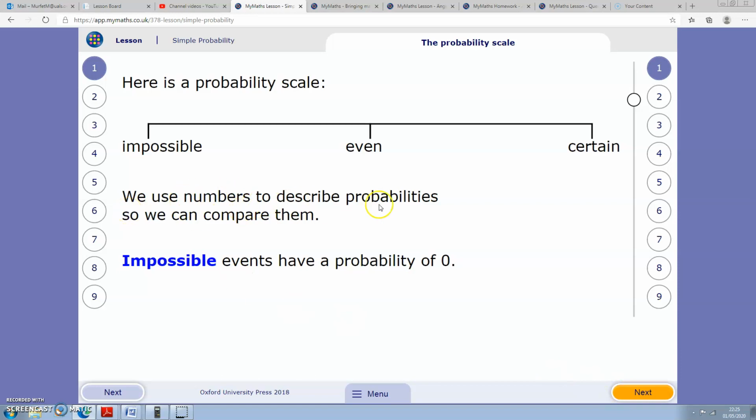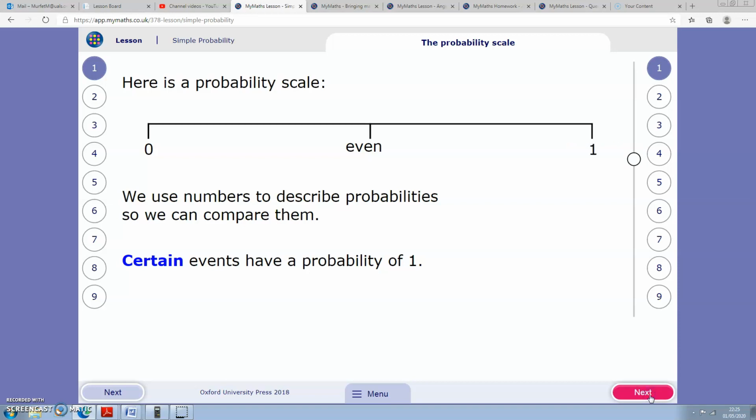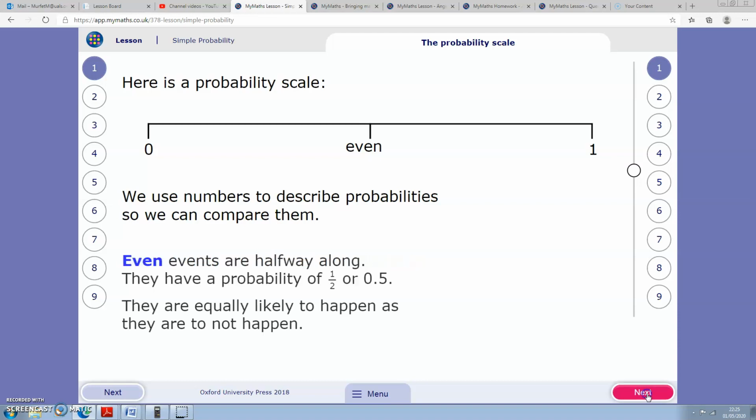We can use numbers to describe these possibilities. So impossible is going to be zero chance of it happening. It's never going to happen. Certain is going to be out of 1, so every single time it happens, it's going to happen. So that will be a probability of 1. And even is going to be a half or 0.5.